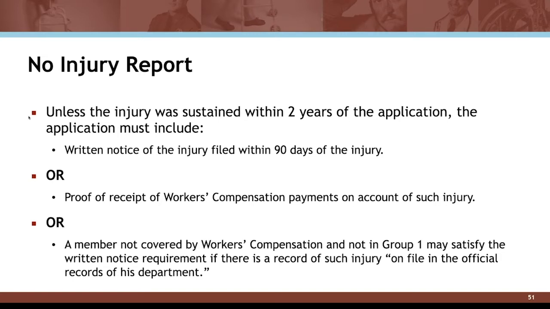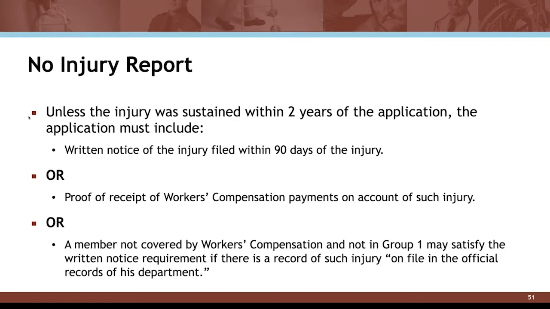Now, what that means usually is if there is a police report, an incident report of some sort, or a fire department log of a call. Those are the official records that we're talking about. Now, PERAC has actually proposed legislation to expand this incident report exception to include Group 1 workers.